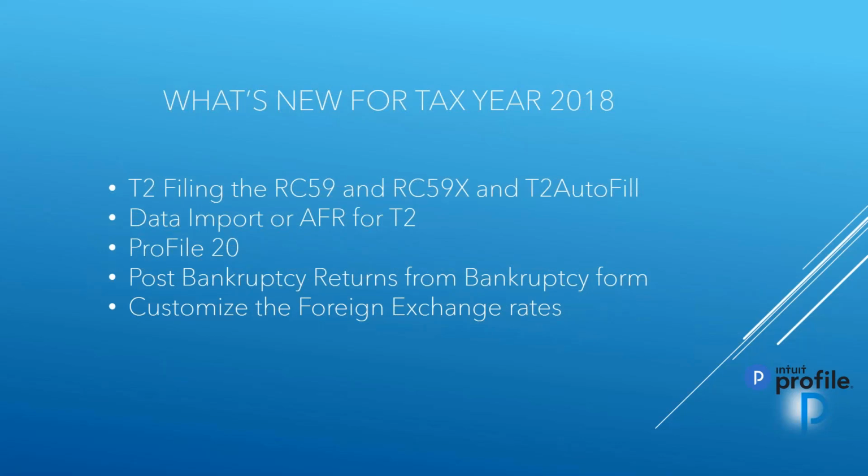Through our T1s, we have a post-bankruptcy return that you can create from the bankruptcy form. This is something that people have been asking for. I've created my pre-bankruptcy return, filling in my form with all my data. Why can't I just take this data and create a post-bankruptcy return? You can now do that through that bankruptcy form.